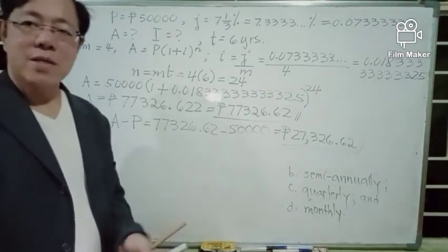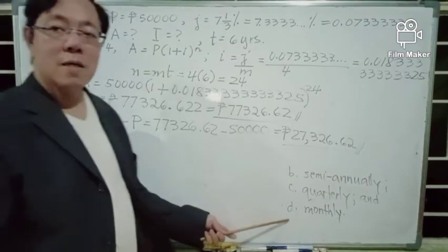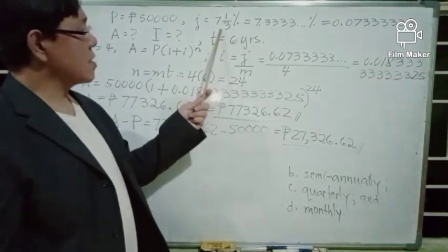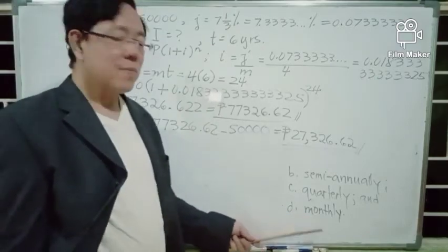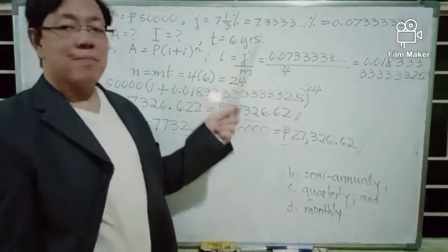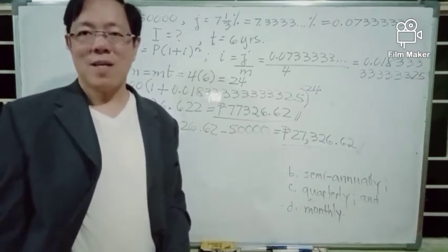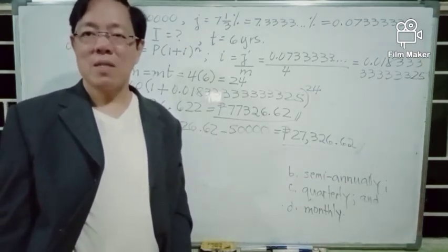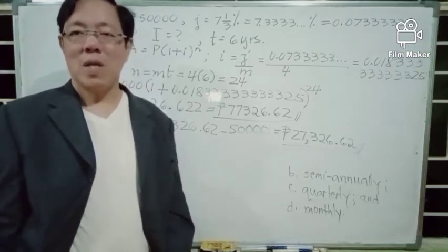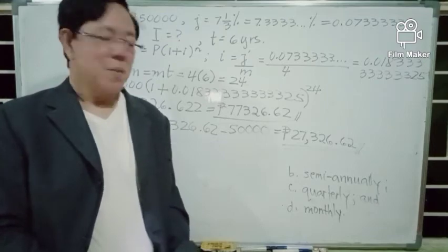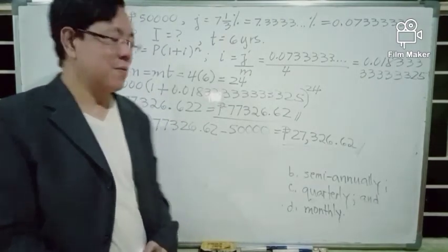Now we do letter D. In letter D, the interest rate of 7 and 1/3% is compounded monthly. If the interest rate is compounded monthly, that means the amount of interest will be computed every month, in 1 year. That's equivalent to 12 times a year. So for letter D, we take M equals 12.